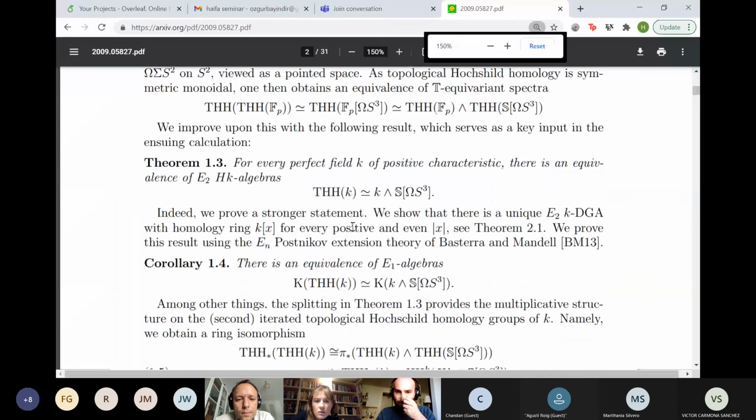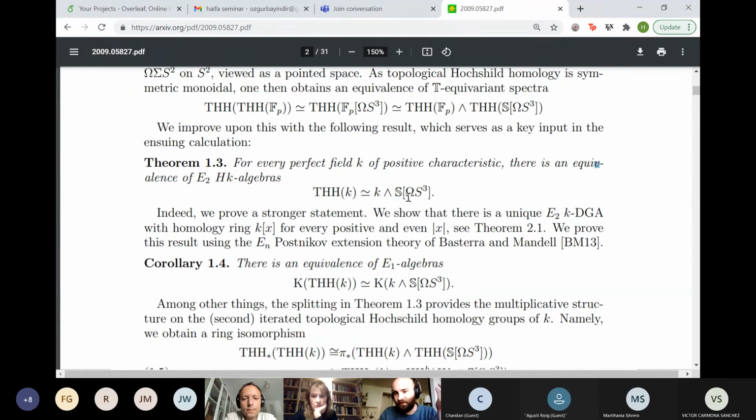this theorem 1.3, which is one of the important inputs that go into the computation, which we see as an interesting result. So we show that THH of K is K smash the loops on S3 as an E2 algebra. This equivalence is somewhat obvious as an E1 algebra, because this is just the free thing and this is the free thing, right? But it's kind of interesting.